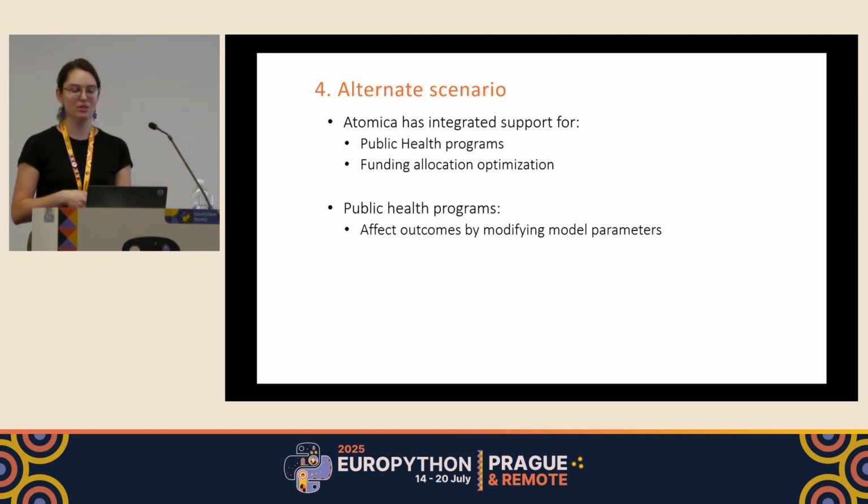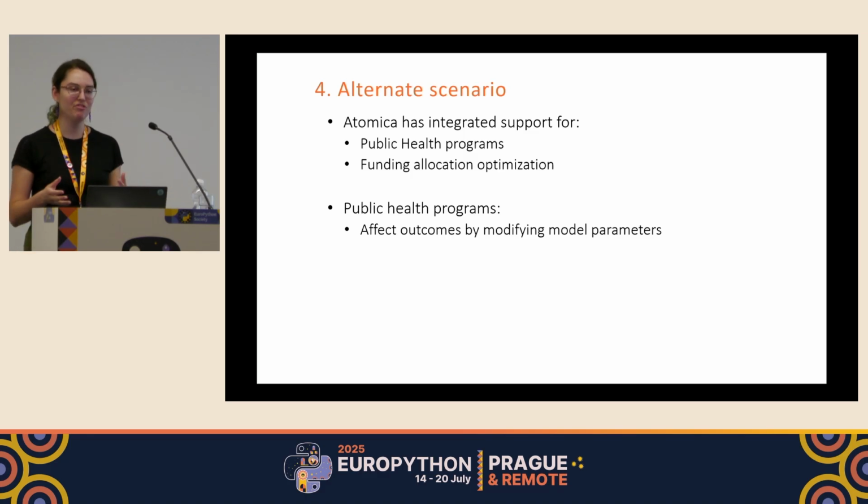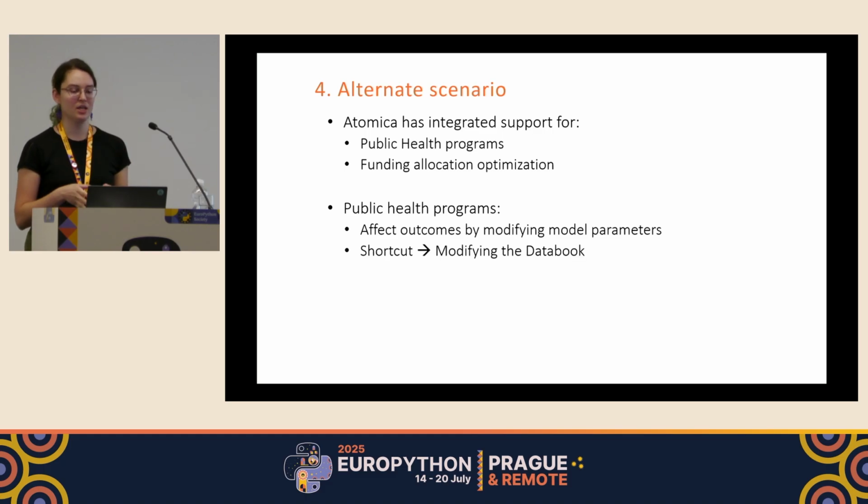So I'm just going to look at what public health programs really do, which is they affect the outcomes in the model and the outcomes of an epidemic by modifying our model parameters. So we're going to take a little bit of a shortcut by just going in and modifying the data book in a similar way to what a public health program would do. So we're essentially doing the same thing, but without having to go through the whole process of implementing a new public health program.